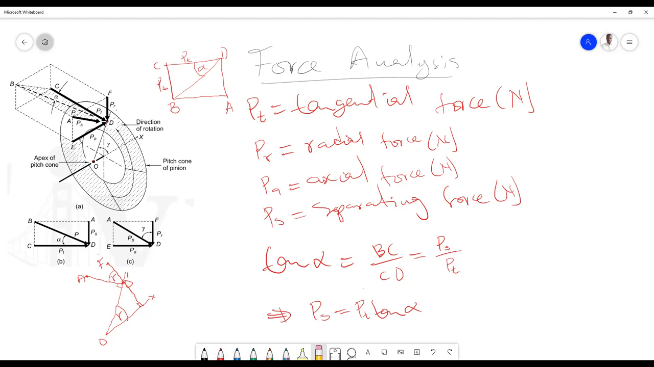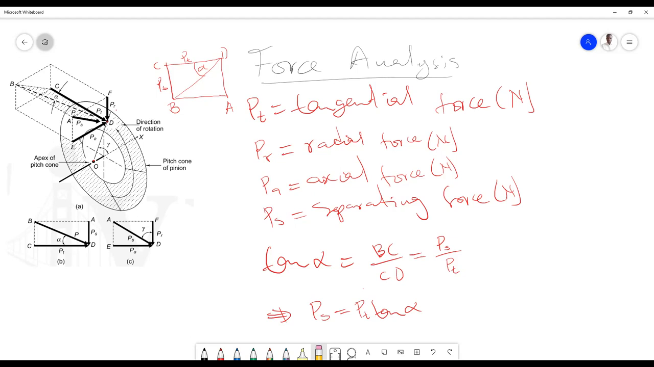Okay, so with that understanding, we can draw this other diagram that we have here, which is this one. In that case, we can say that AD, AF will form an angle equal to gamma. And we have the tangential, the radial component of the force to be PR, and then the separating component PS, and then the axial component PA. Are we in agreement?